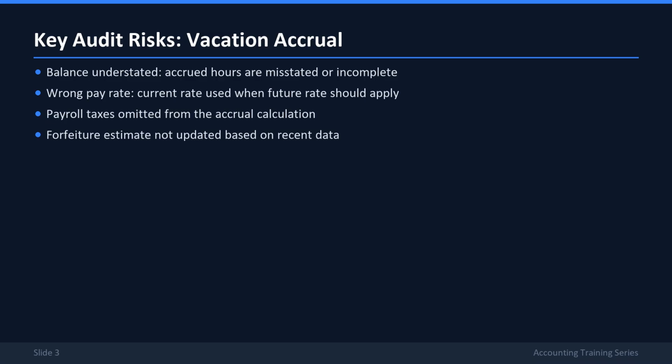The primary audit risks for vacation accrual are completeness and measurement. The most common finding is that the accrued hours per employee are understated, either because the HR system is not reconciled to payroll or because newly hired employees were excluded. A second risk is measurement error, where the current pay rate is used instead of the expected future rate, or where employer payroll taxes are omitted from the calculation. A third risk is that the forfeiture estimate has not been updated based on recent historical data, resulting in a liability that is either too high or too low.